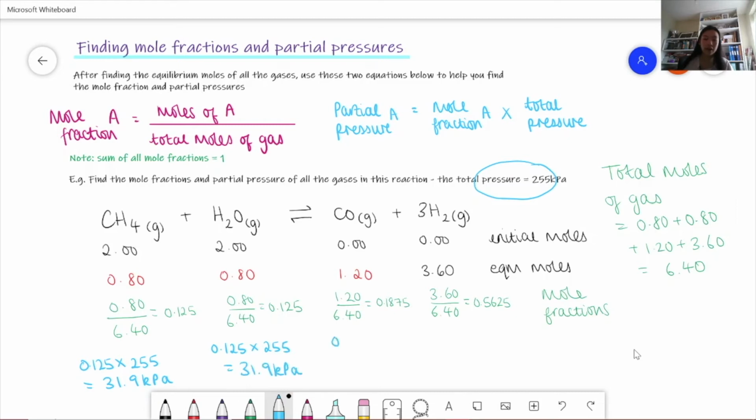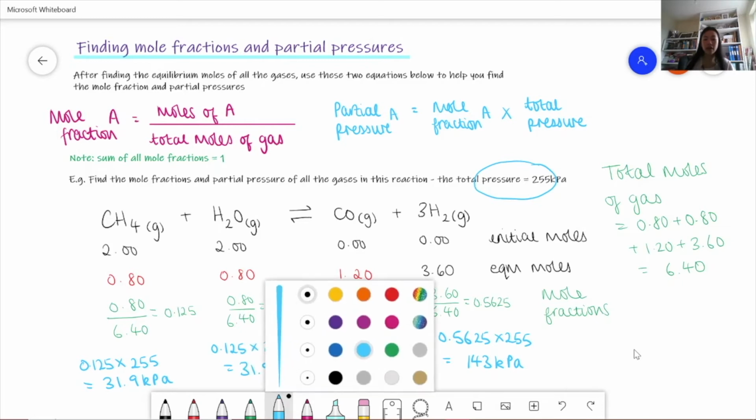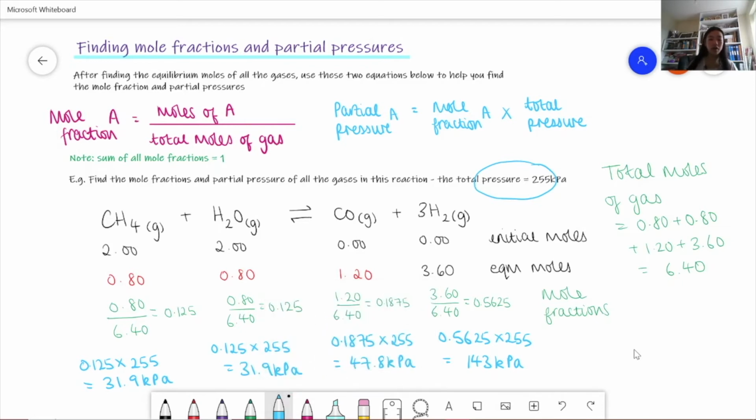And then here we have 0.1875 times 255, which equals 47.8 kilopascals. And then here we have 0.5625 times 255, which equals 143 kilopascals. And here we have our partial pressures.